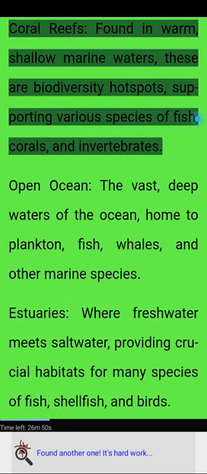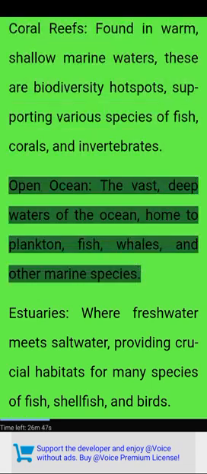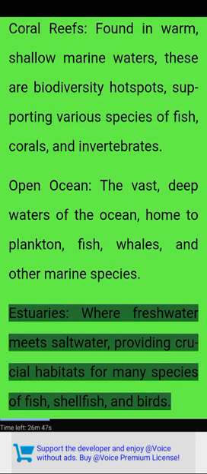Marine biomes. Coral reefs: found in warm, shallow marine waters. These are biodiversity hotspots, supporting various species of fish, corals, and invertebrates. Open ocean: the vast, deep waters of the ocean, home to plankton, fish, whales, and other marine species. Estuaries, where freshwater meets saltwater, provide crucial habitats for many species of fish, shellfish, and birds.